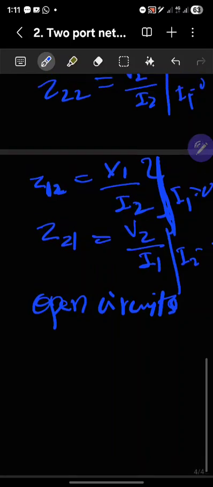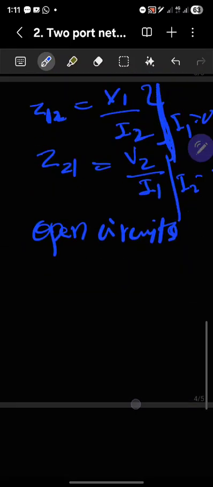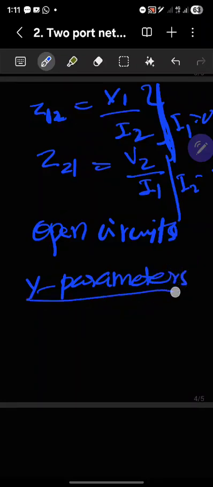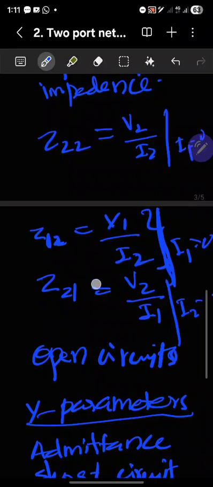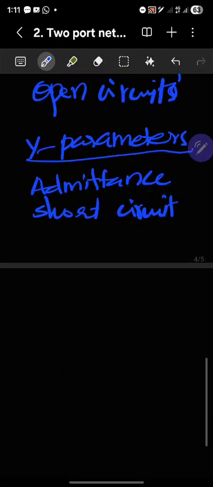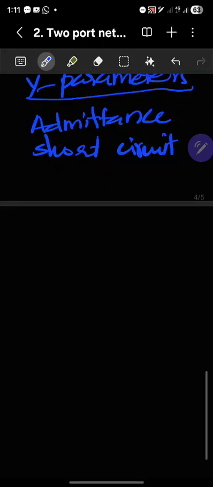So now let us go to the second type of parameters, that is Y parameters. Similarly, we know what Y is. This is admittance, so these are called admittance parameters, and they are also called short circuit parameters. Hope it is clear why it is called short circuit. The same point we discussed for open circuit parameters is applicable for short circuit parameters also.